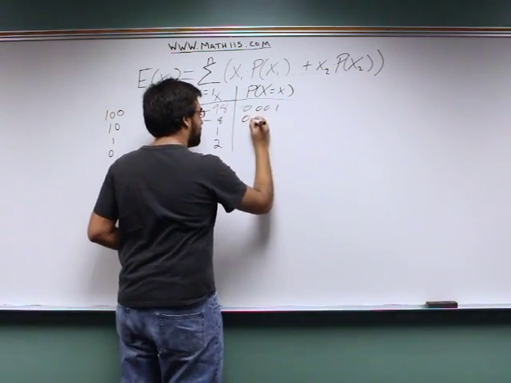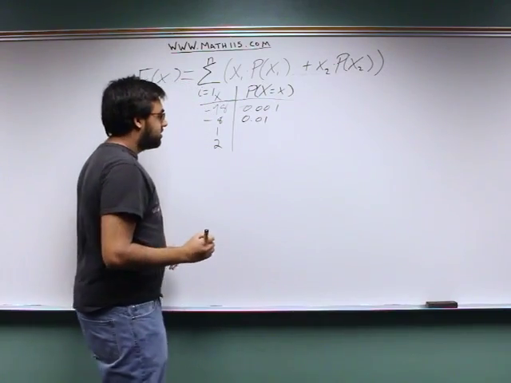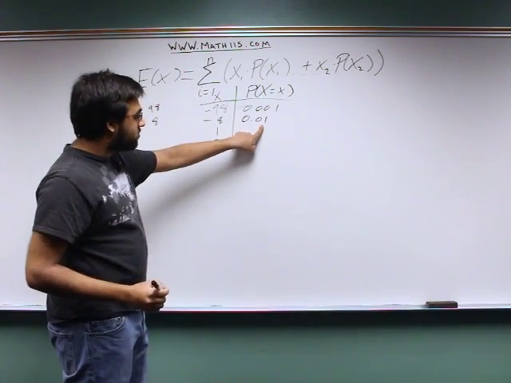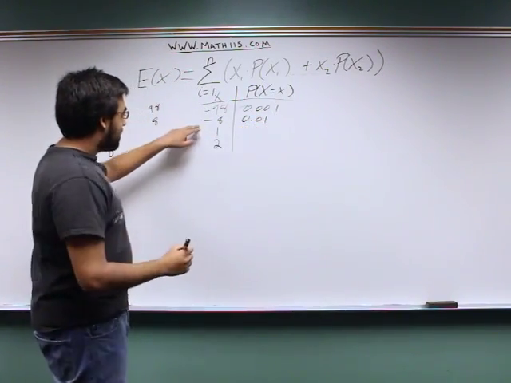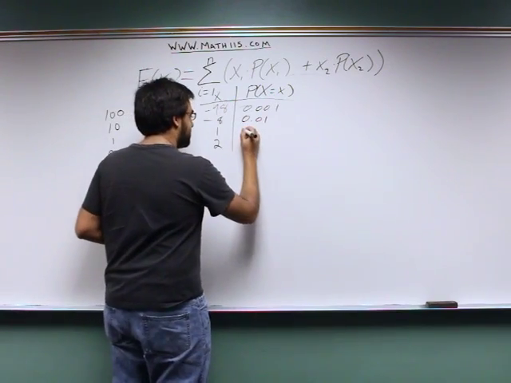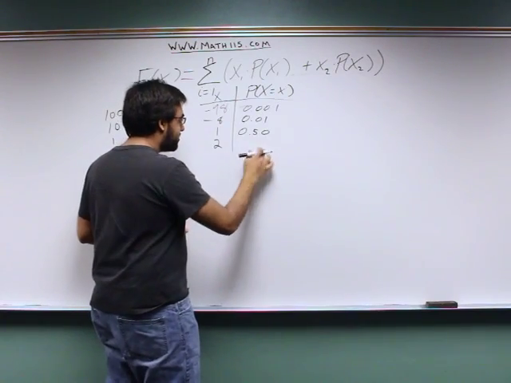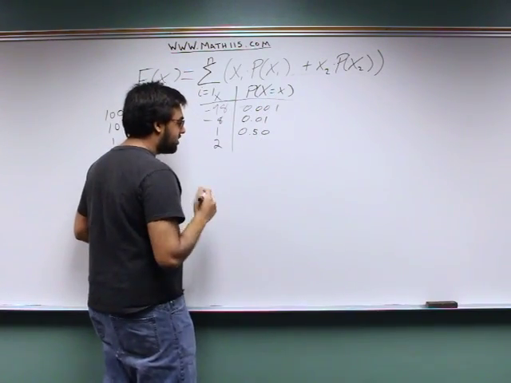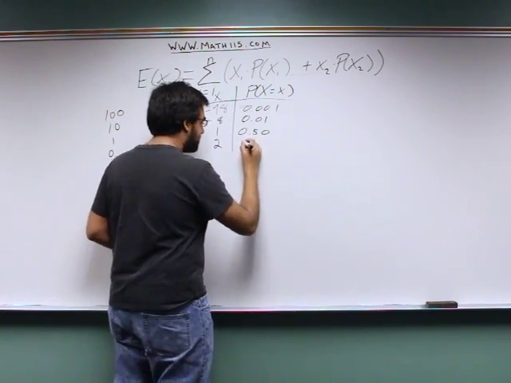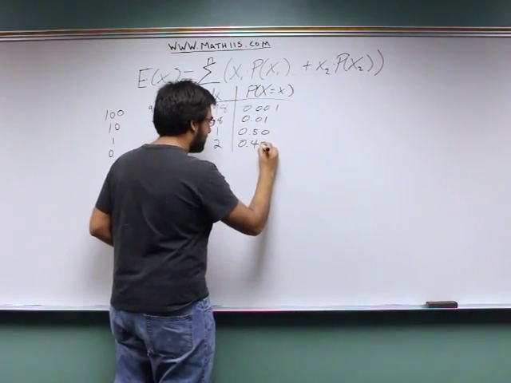We'll do 0.01%. Sorry, this is 1%, this is 0.1% for getting the $10 payout. Let's do 50% for the $1 payout. And then the remainder, since we know that all of these need to add up to 1, this last number has to be 0.489.